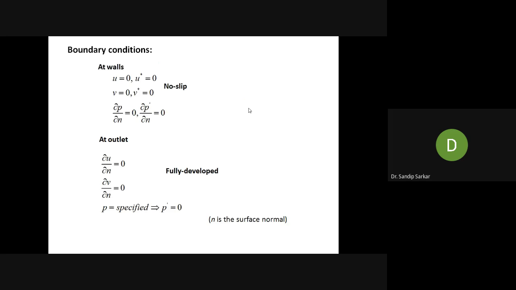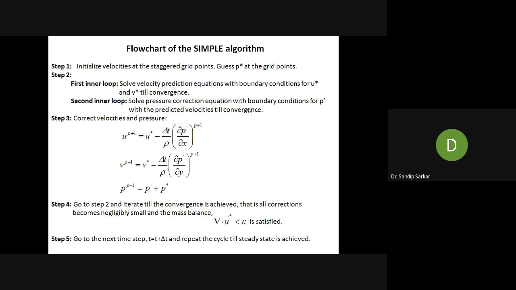Yes, sir. That means at each time step, we have to check the convergence for P prime. Yes, you have to check the convergence for the pressure and U star, V star, P prime and U star, V star till convergence. Okay. So once it is done, then what you have to do? Chodadeep, what you have to do? Then we have to correct the velocity from the velocity corrector equation.